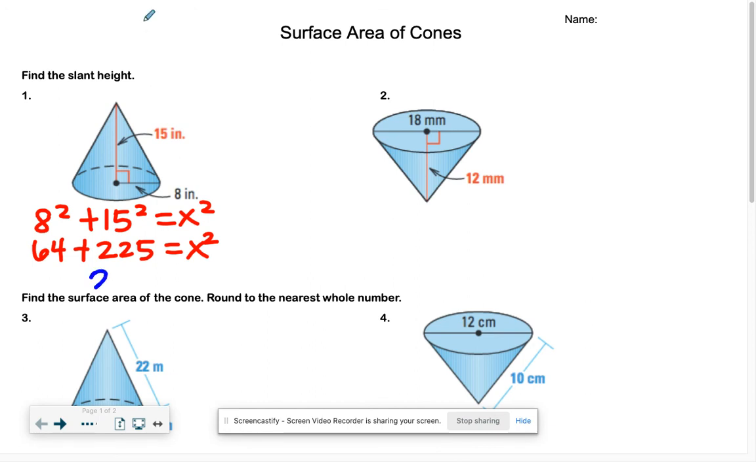289. What's the square root of 289? 17. Correct. Did you just do a random guess? Yeah, I actually randomly guessed. Well, that was a good guess. Let's go.